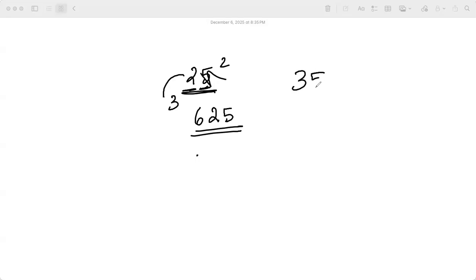No? Okay, 35 square. How to do? Any number ending with 5 will work. This is a 25. And then I have the number 3. Go to the next number. What is the next number after 3? 4. Multiply those two. 12, 25. You got it? I didn't tell it in this class. It's surprising to me.